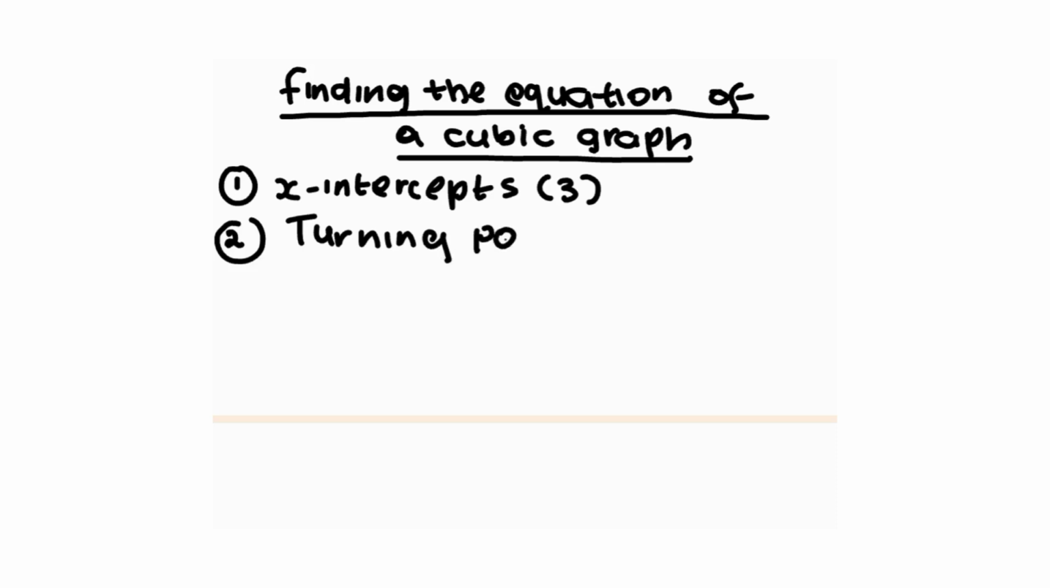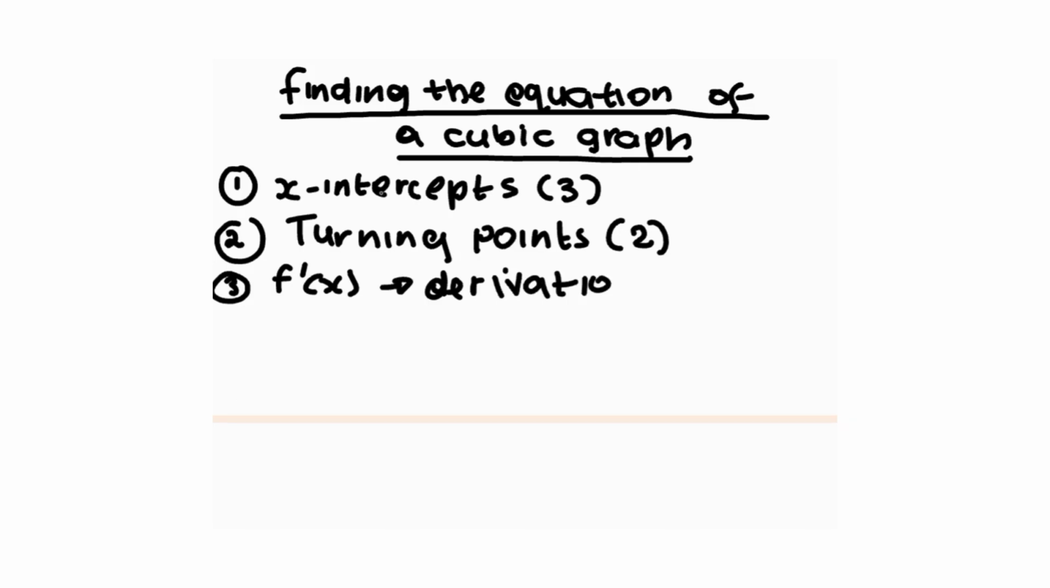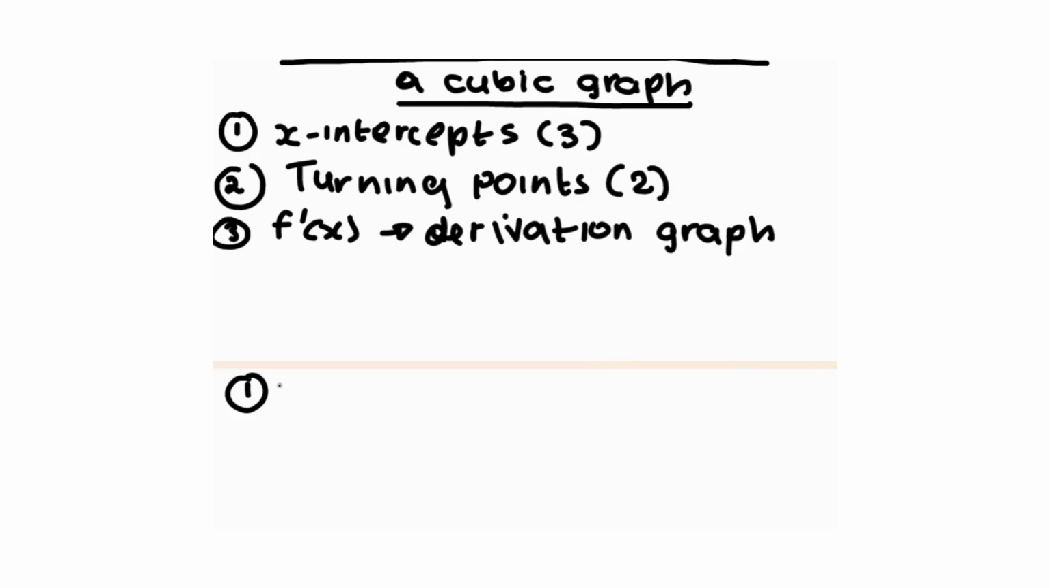And we know how many do we have for a cubic graph? We have 2. So you can be given the turning points. Or thirdly, they can give you the derivative graph, like your f prime x graph. They can give you the derivative graph or the derivative equation and ask you to draw your f of x, your cubic graph, from the derivative. Okay, I hope you are with me. So these are the 3 conditions, and let us take it now from your x-intercepts.